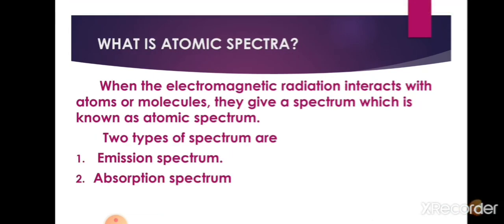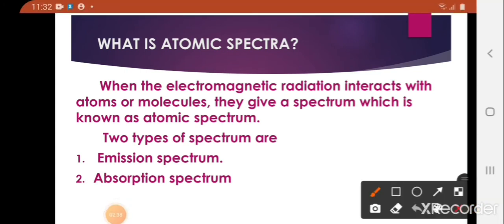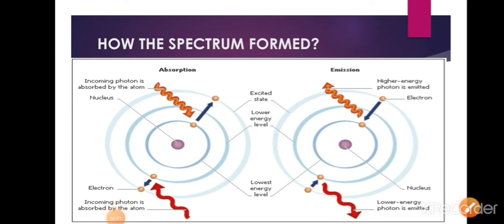Remember that visible light is just a small part of the electromagnetic radiation and also it consists of discrete packets of energy. This electromagnetic radiation interacts with atoms or molecules. When they interact, they give a spectrum which is known as atomic spectrum. There are two types of spectrum. The first one is emission spectrum and the second one is absorption spectrum.